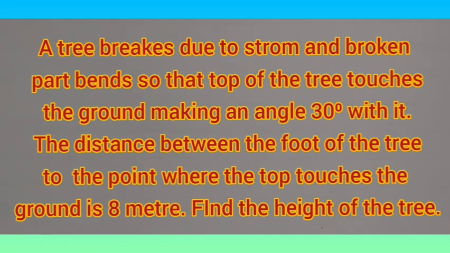A tree breaks due to a storm and the broken part bends so that the top of the tree touches the ground, making an angle of 30 degrees with it. The distance between the foot of the tree and the point where the top touches the ground is 8 meters. Find the height of the tree.